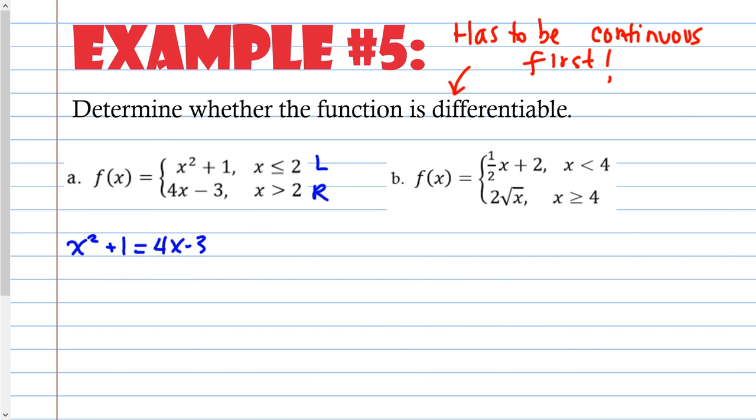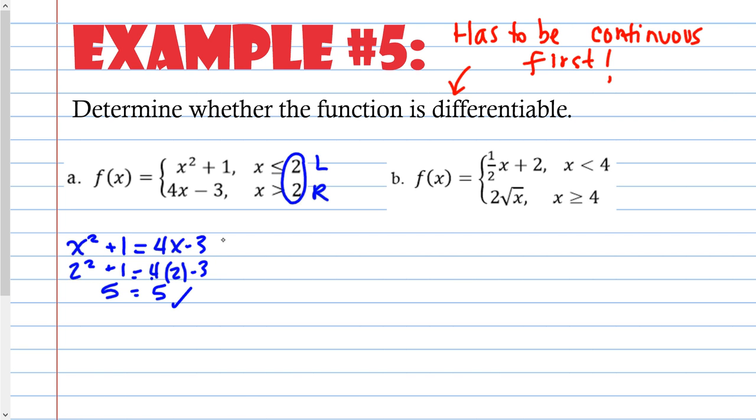So now I'm going to plug in my 2, because that's where we're at, right? So 2 squared plus 1 equals 4 times 2 minus 3. So 2 squared is 4, plus 1, that's 5. 4 times 2 is 8. 8 minus 3 is 5. So, yes, this function is continuous.